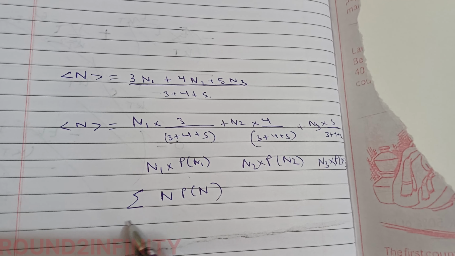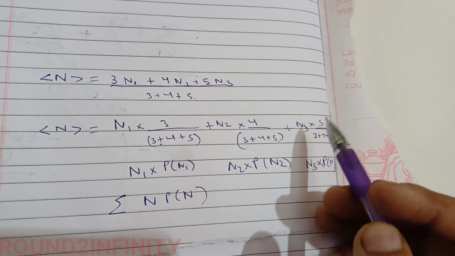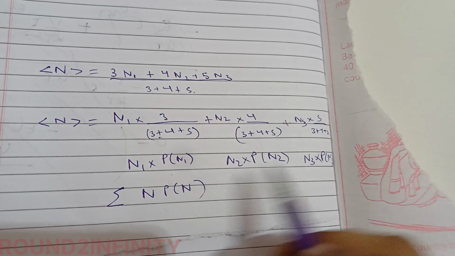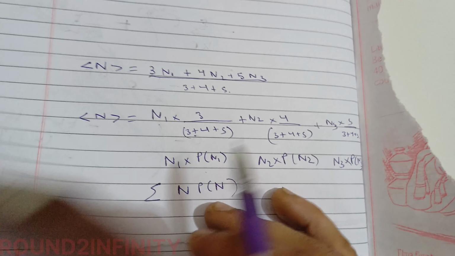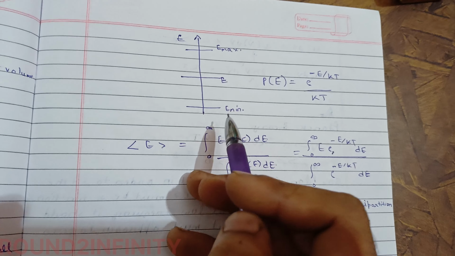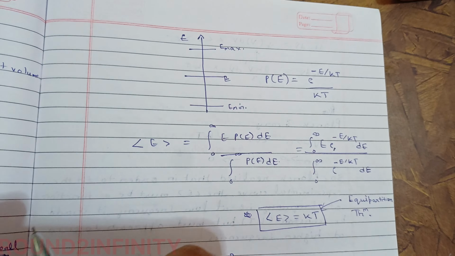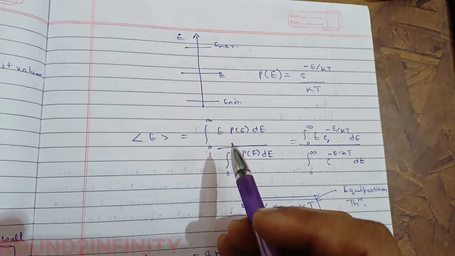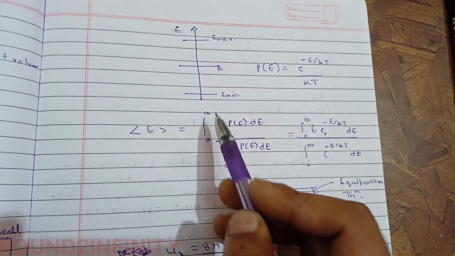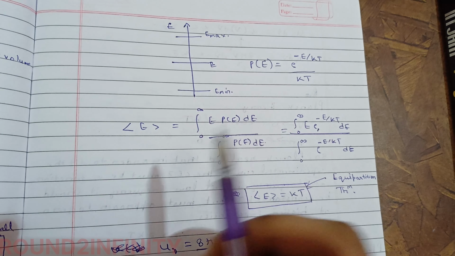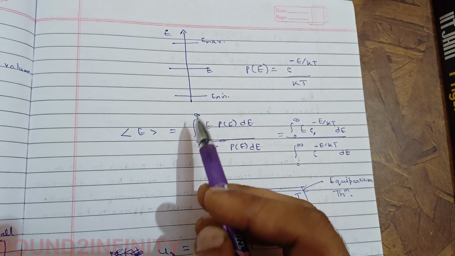And this is your summation of n p(n). If there is one more, it will be n4, and it will go on like this. Now this is a discrete case, but in the energy we are discussing, we have a continuous case, meaning there will be continuous energies between E minimum and E maximum. So for the average energy, the summation will be substituted with integration, because for a continuous summation we use integration.